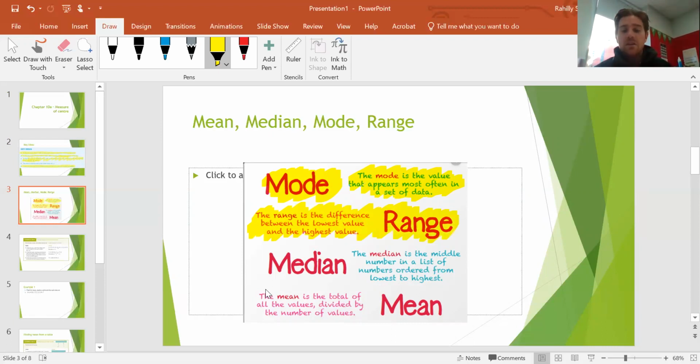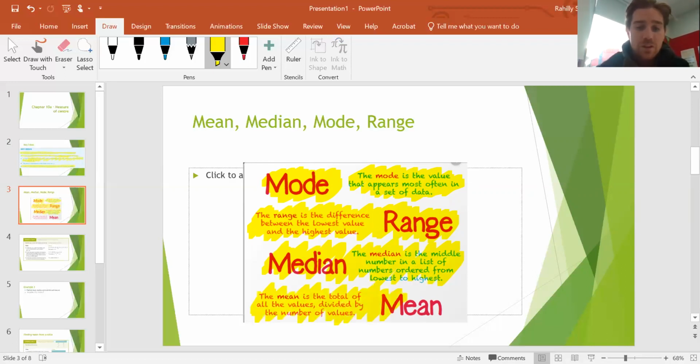The median is the middle number in a list of numbers that are ordered from lowest to highest. When they're put in order, it is the middle number. It might be easy to see, or you might have to work out the average of two numbers depending on how many you've got in your data set. I'll explain that further on in the video. The mean is the average: the total of all values divided by the number of values. You add them all up and then divide by how many there are. That gives you your mean. So can you get those in as well, please? Mean, median, mode, and range.